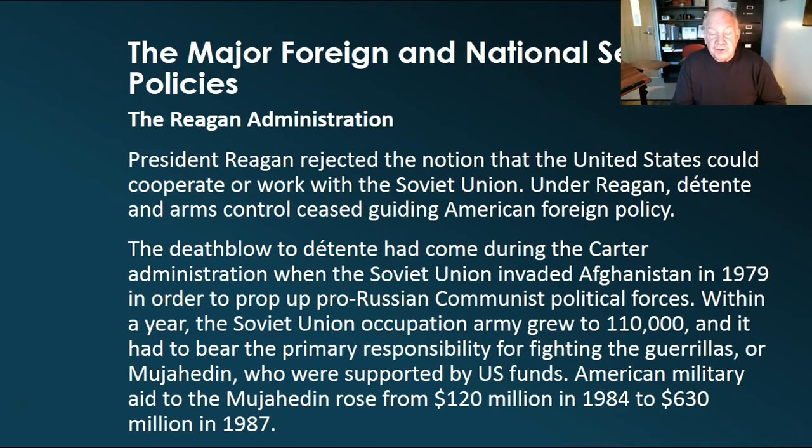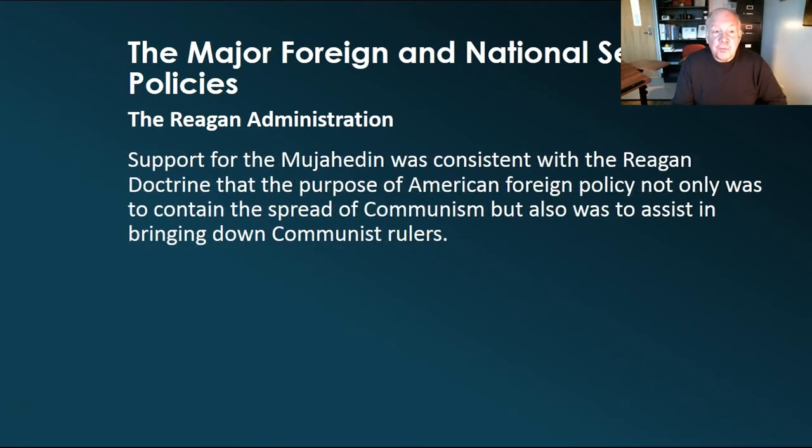Within a year, the Soviet Union occupation army grew to 110,000, and it had to bear the primary responsibility for fighting the guerrillas, or mujahideen, who were supported by U.S. funds. American military aid to the mujahideen rose from $120 million in 1984 to $630 million in 1987. Support for the mujahideen was consistent with the Reagan doctrine that the purpose of American foreign policy not only was to contain the spread of communism, but also was to assist in bringing down communist rulers.